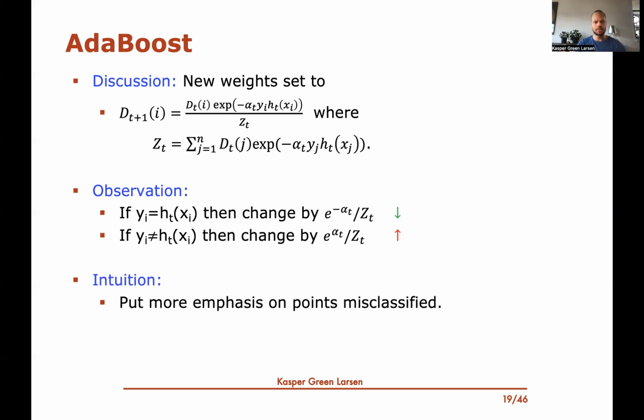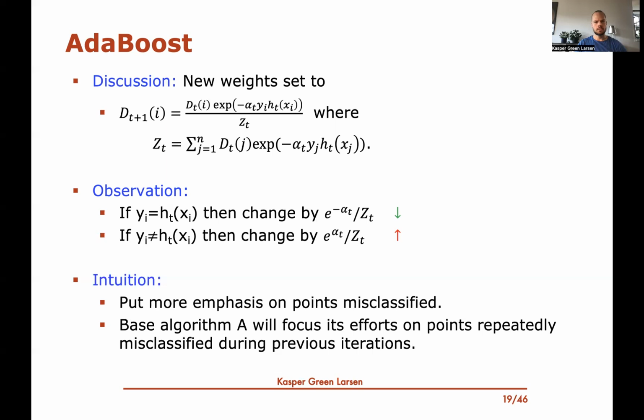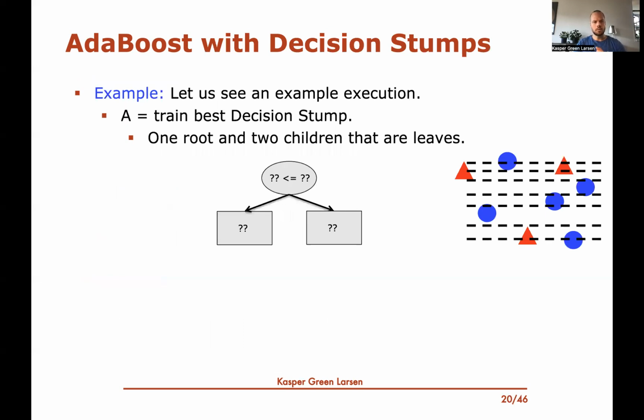It seems like a very natural strategy. You put higher weight on things you misclassify, lower weight on things that you got right. And what this means is that in the next iteration, the base learning algorithm will focus on the points that have been misclassified before, right? And the more iterations that a point is misclassified in, the more weight it's going to have, right? So it's going to be more and more important in these weighted 0-1 losses. That's the basic idea.